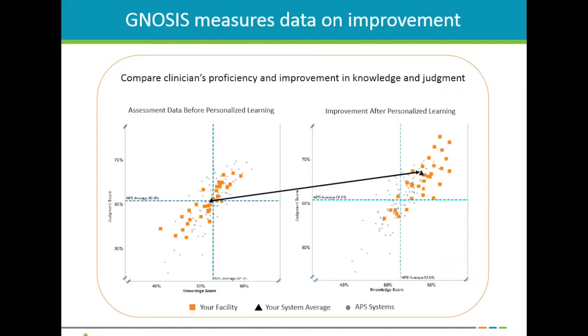Absolutely. So this is a great example of actual, de-identified data, but this is a multi-hospital system. You'll notice the orange boxes represent hospitals, but this is assessment and change over time. Assessment 1 gives you your baseline data, which you see that black triangle represents that system's average. The blue lines represent the APS national database, which is a very robust and large database, with over 400 healthcare systems, over 15,000 nurses, and over 5,000 providers. It is one of the largest databases in the country to measure improvement in knowledge and judgment.